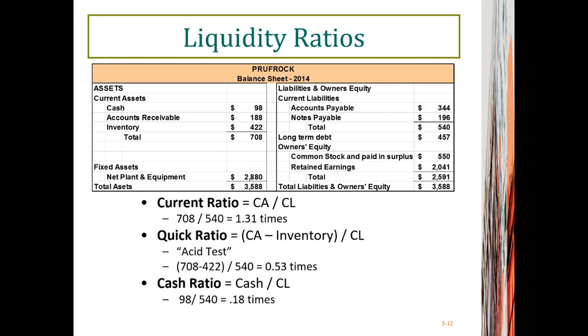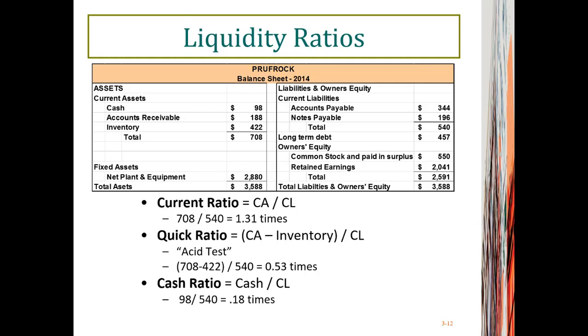And the last item is the cash ratio. You just look at how much cash is available at this time in order to deal with future current liability payments. And here we see that number is 0.18. That means for $1 of current liability that we need to deal with, there's only 18 cents of cash available at this moment.